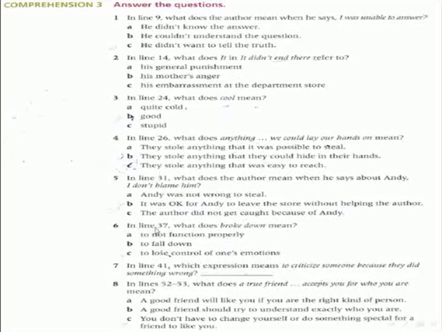6. In line 37, what does broke down mean? What does it mean, broke down? Actually, it means C. To lose control of one's emotions. Broke down or break down, it means to lose control of one's emotions. It means, as in Arabic, inhiyar.